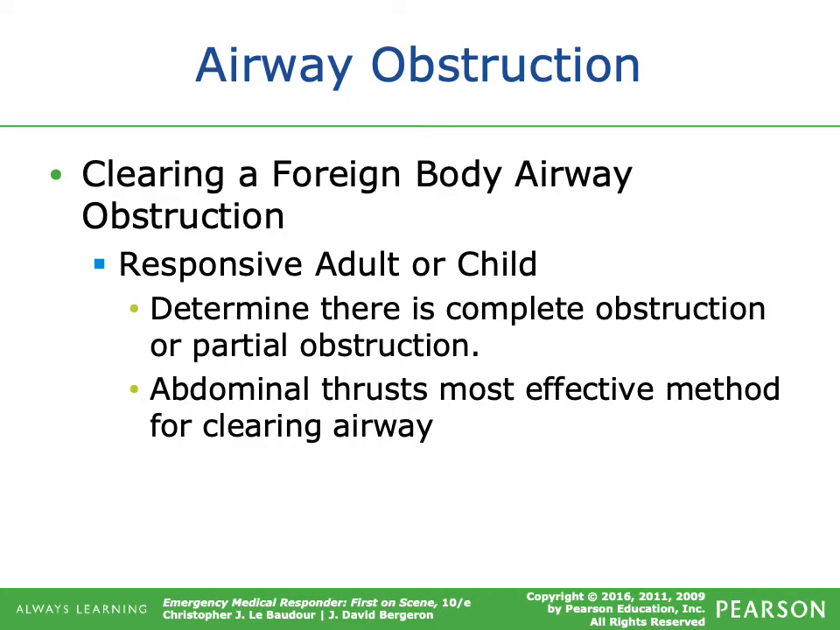Clearing foreign body airway obstruction. This is for the responsive adult or child. The first thing you have to do is determine if there is a complete obstruction or a partial obstruction. Abdominal thrusts are the most effective method for clearing the airway. This is what you would refer to as the Heimlich maneuver.